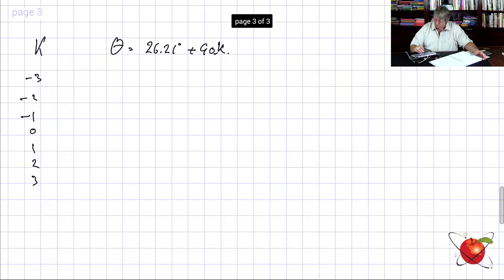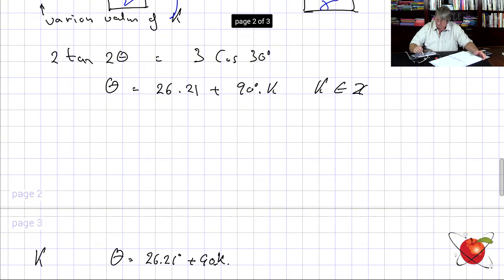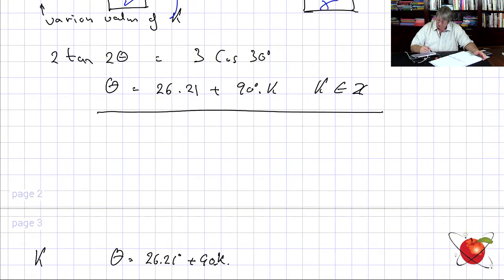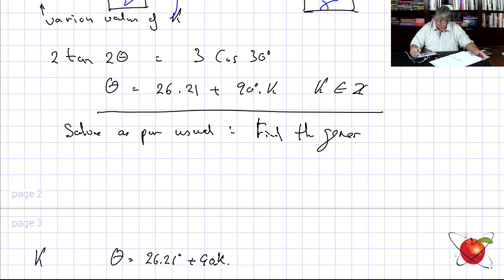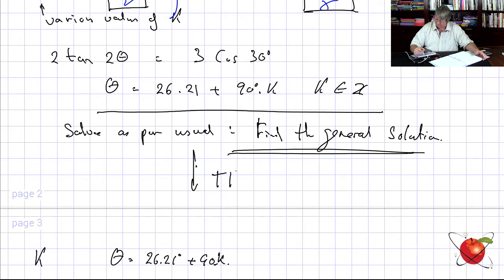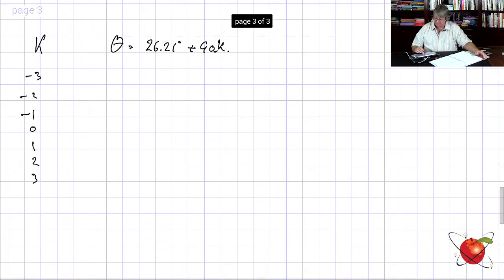Up until this point here, let me just make it clear. Up until this point, you solve as per usual. Find the general solution. Then we apply different values for k.